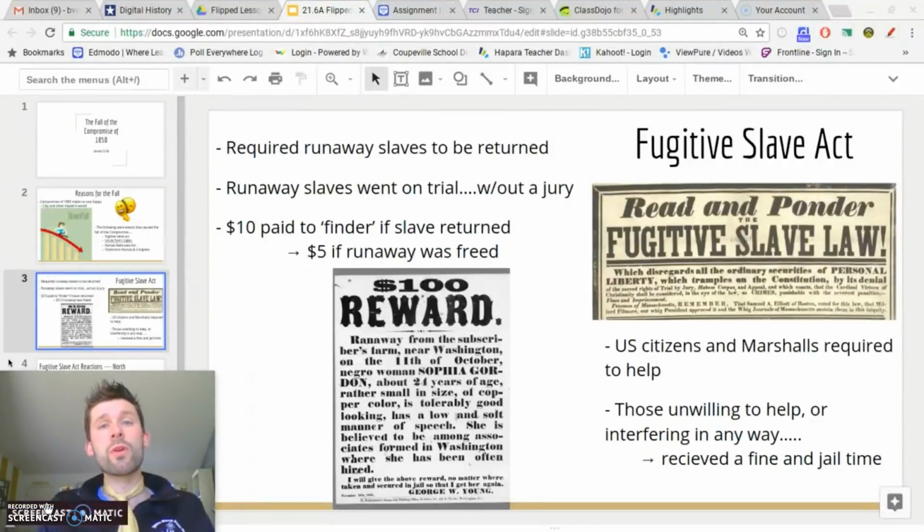So let's start now with one of the first events that started the downfall of the Compromise of 1850, and that would be the Fugitive Slave Act. Now, the Fugitive Slave Act required, yes, I'm using the word required, the return of runaway slaves. Now, this became a problem because any African American, whether they were a fugitive or a runaway, or even if they were free, could be sent back to the South solely on the word of anyone claiming to be his or her owner.